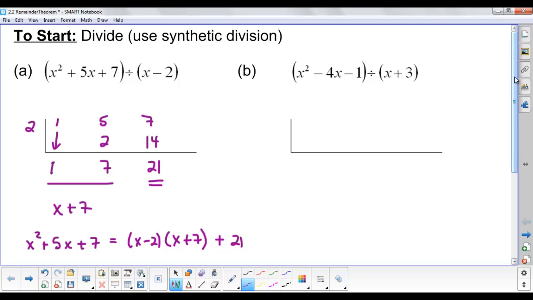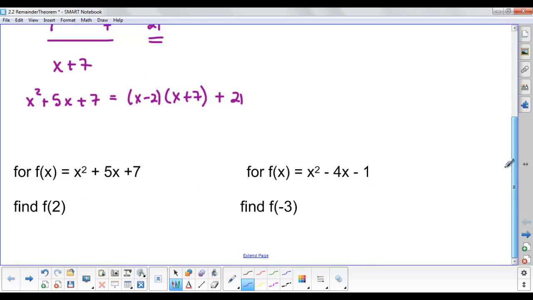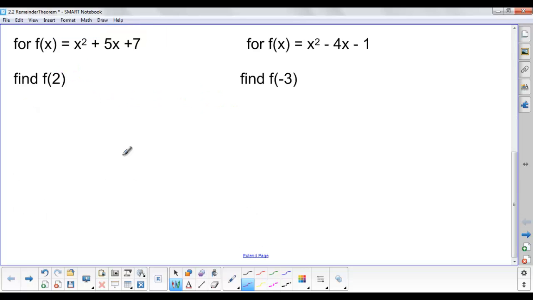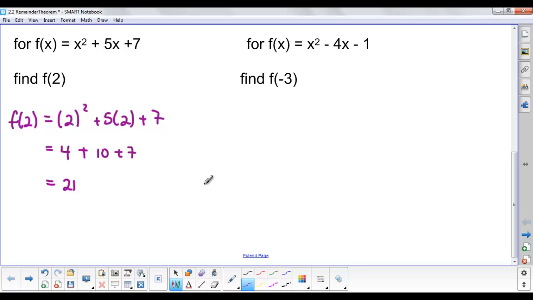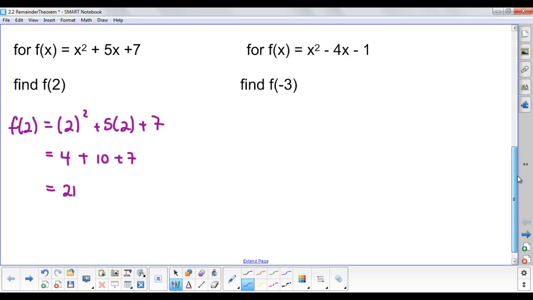So let's scroll down just for a second, and let's take that test root of 2, and instead of doing the synthetic division, let's sub it in. So here's our function again, or here's our dividend. If we sub in 2 for all of our x's, well, we get 2 squared plus 5 times 2 plus 7, and when we work that out, we end up with an answer of 21. So let's try again.